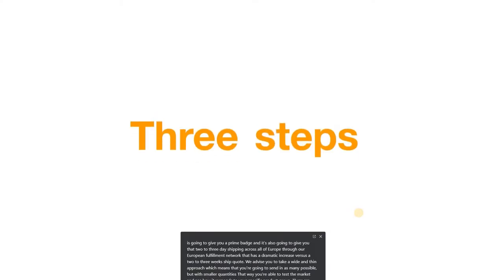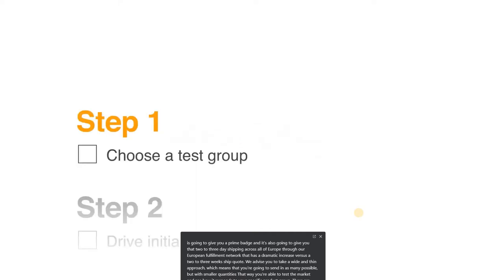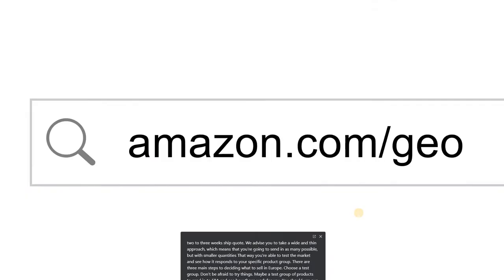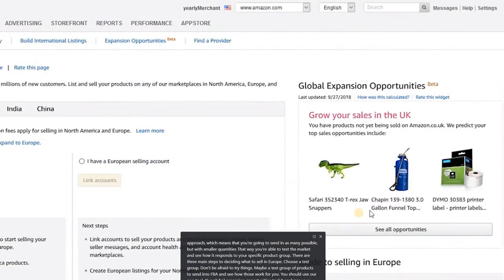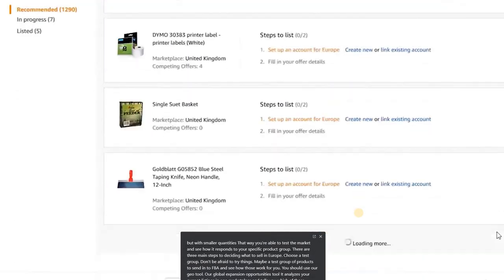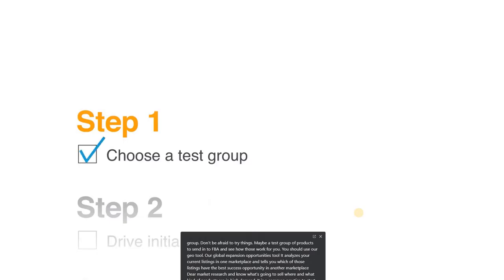There are 3 main steps to deciding what to sell in Europe. Choose a test group. Don't be afraid to try things. Maybe a test group of products to send in to FBA and see how those work for you. You should use our Geo tool, our Global Expansion Opportunities tool. It analyzes your current listings in one marketplace and tells you which of those listings have the best success opportunity in another marketplace. Do your market research and know what's going to sell where and what kind of products are in high demand. It is a common practice to start with your best sellers, and depending on what your product is, that can be a really good strategy.